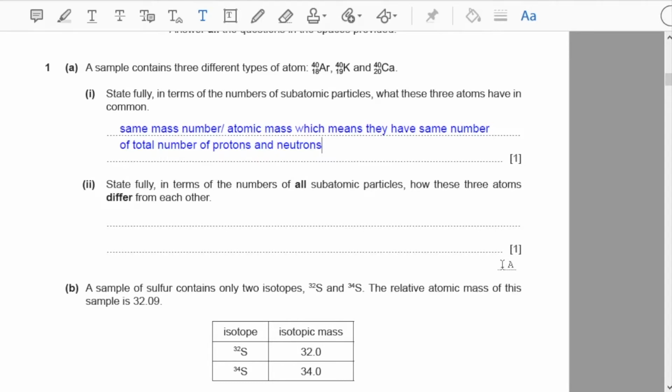Part 2. State fully in terms of the numbers of all subatomic particles how these 3 atoms differ from each other. So they all have different numbers of protons, electrons, and neutrons.